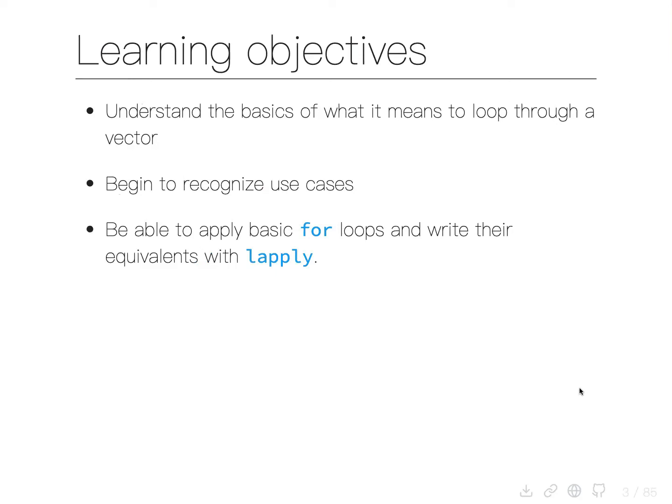Okay, so learning objectives for today: understand the basics of what it means to loop through a vector. Okay, so you have some vector of values, and then you want to loop through that vector and either use those as arguments in a function or apply some function to each element of the vector, usually. Okay, hopefully you will begin to recognize use cases. That'll actually probably come more as we continue on with the term.